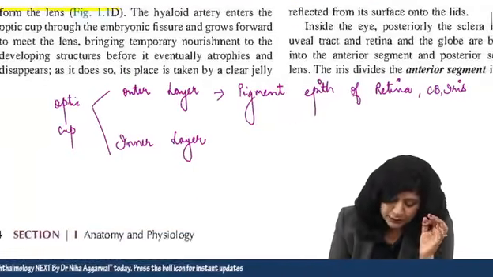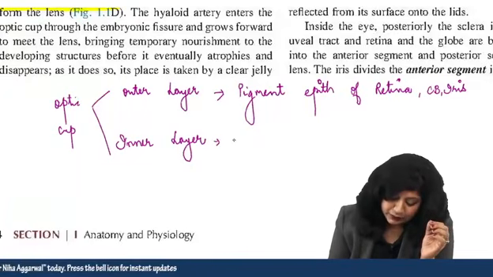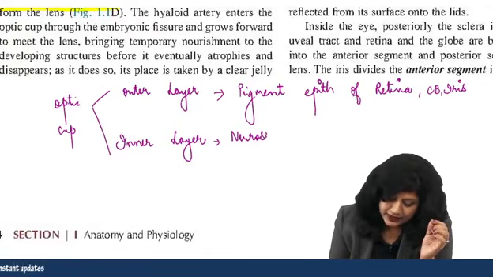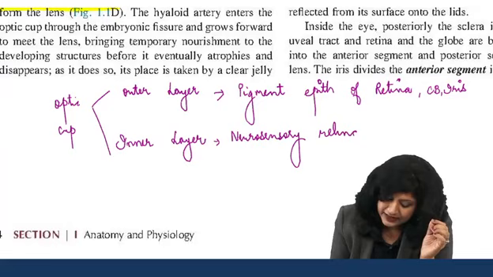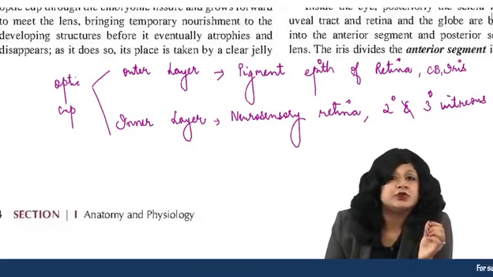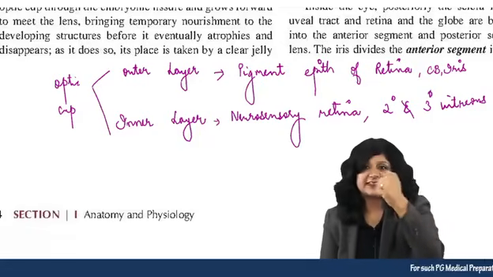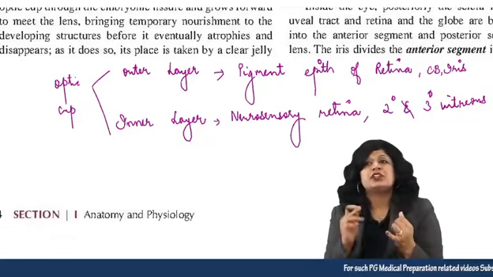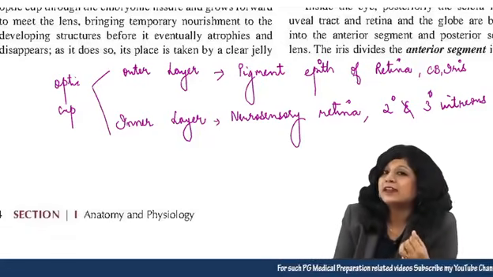While if you look at the inner layer, this is forming the neurosensory retina, that is the inner part of the retina. Then it is also forming the secondary as well as tertiary vitreous. Always remember the anatomy. In front of the neurosensory retina, what is lying is the secondary and tertiary vitreous, because tertiary vitreous is nothing but the ciliary zonules, right?